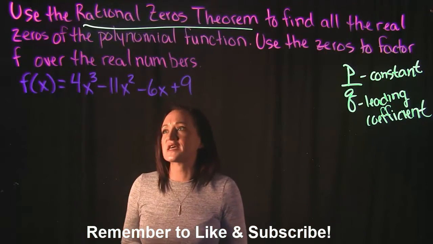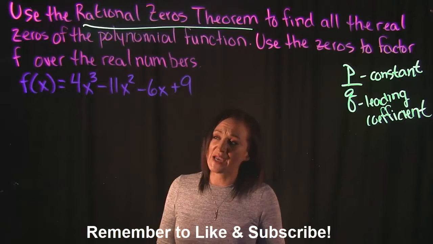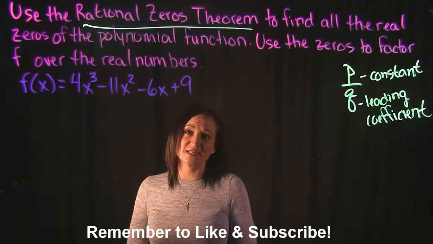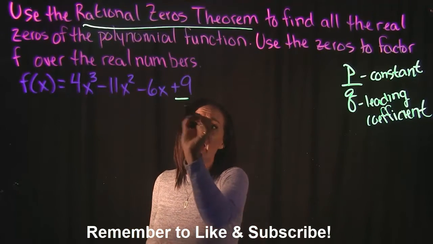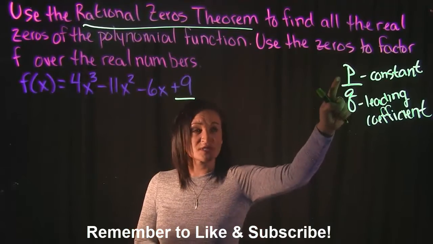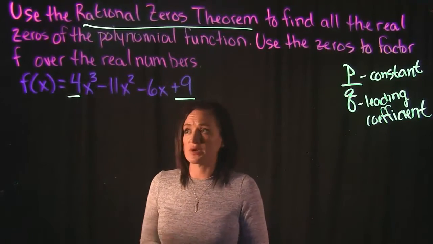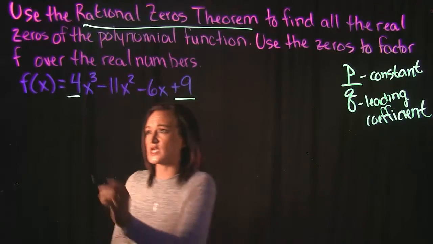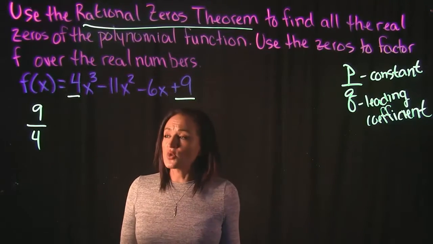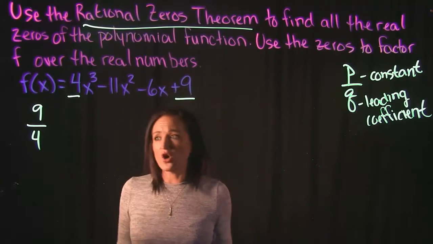So we have f of x is equal to 4x cubed minus 11x squared minus 6x plus 9. 9 is our constant here. This is going to represent P. And 4 is our leading coefficient, so that is going to represent Q. So we have 9 over 4.